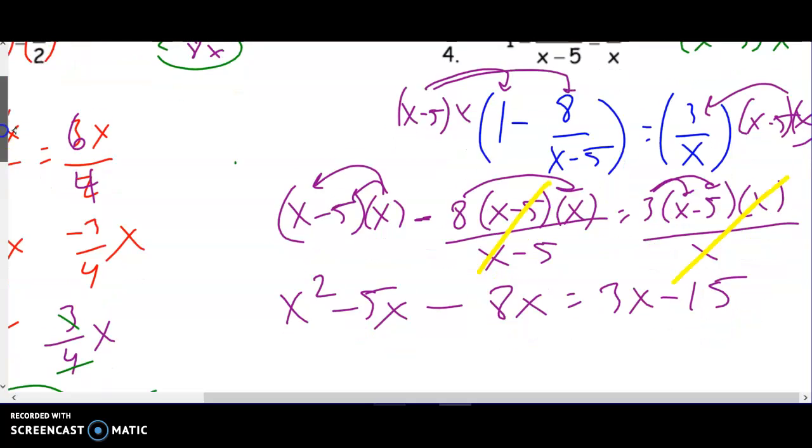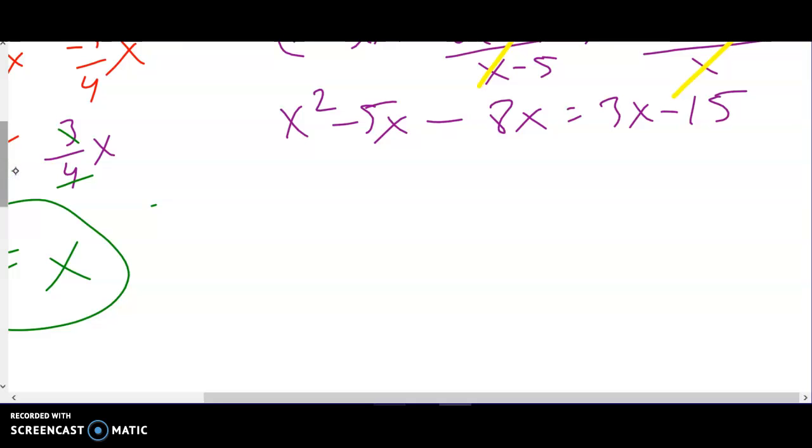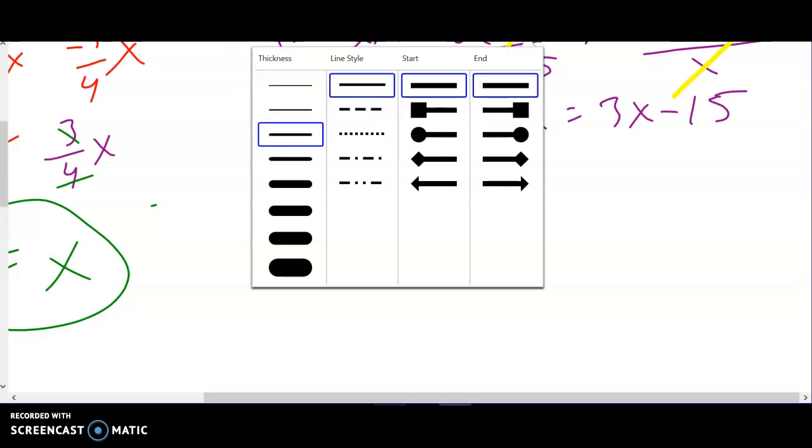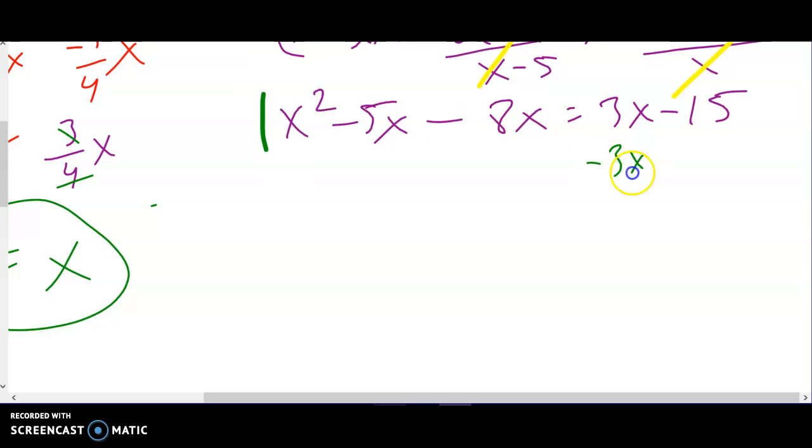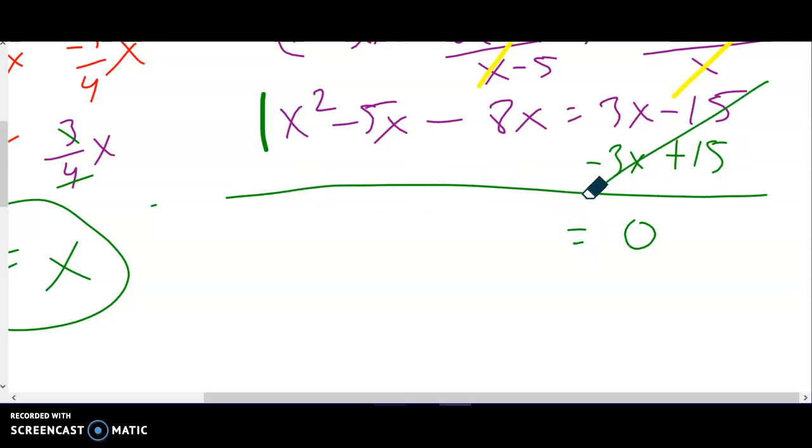This one's quadratic, so we're going to set it equal to 0. Alright, leading coefficient is positive, leave that positive. Makes things a lot easier, so let's move these terms over so that we're left with 0 over there. So, what do we got? Minus 3x plus 15. Minus 3x on both sides plus 15.